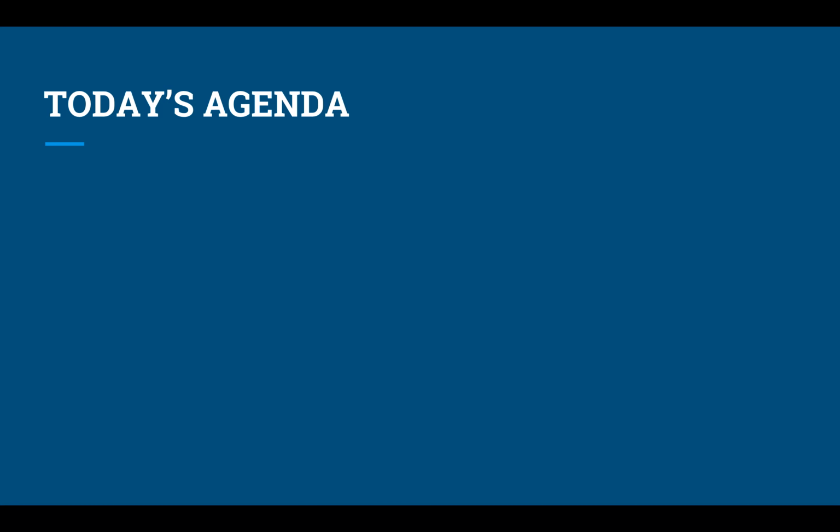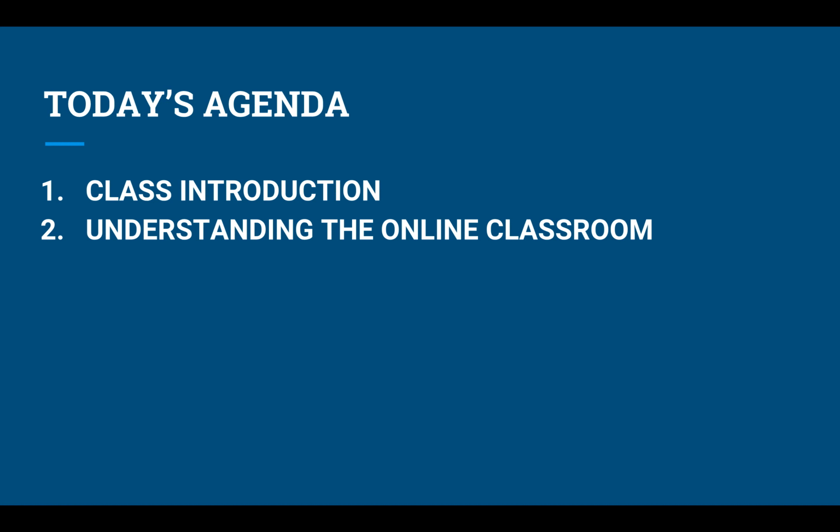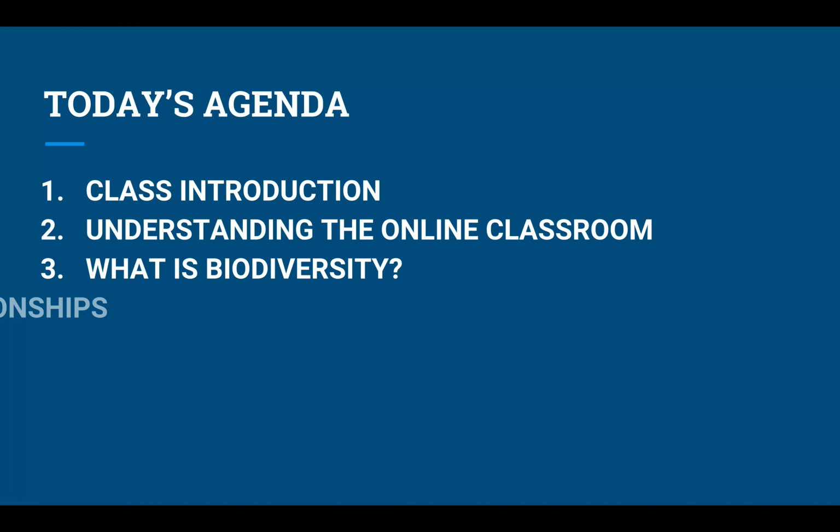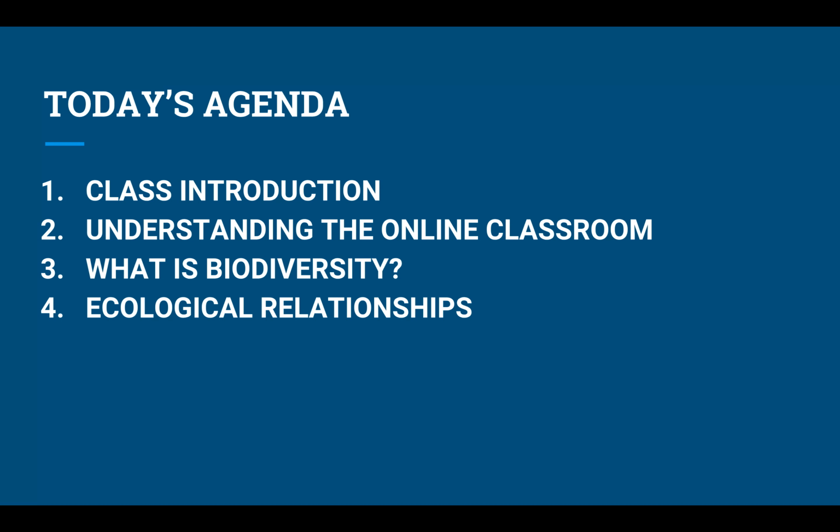So what we're going to do today is, again, introduce the class and talk about the online classroom, this being a hybrid classroom. It's important to know where to go, since it's not as easily accessible as an on-campus class, so emails are important, things like that. Watching this video, it should be pretty self-explanatory how the class works. From there, we're going to look at what biodiversity is, and then we're going to end the day on ecological relationships.